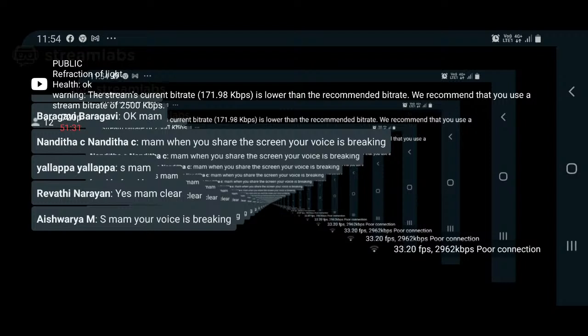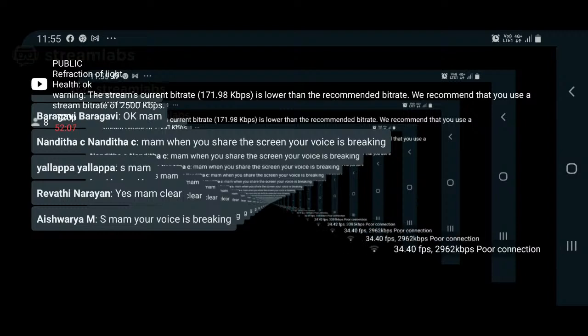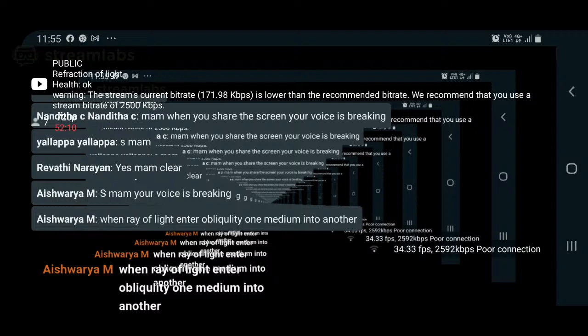Okay, I'll repeat the concept. The ratio of sine of angle of incidence by the sine of angle of refraction remains constant. That is, sine I by sine R is equal to constant. This is one law. The other law of refraction is the incident ray, the refracted ray, and the normal to the interface of the two different mediums remain in the same plane. All will stay in the same plane. Okay. Now this is another law of refraction.